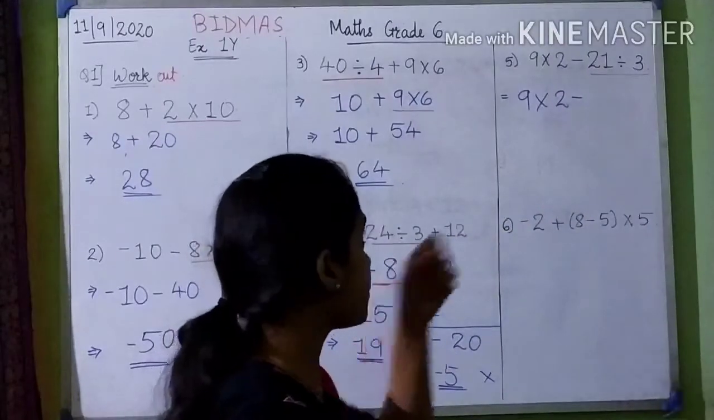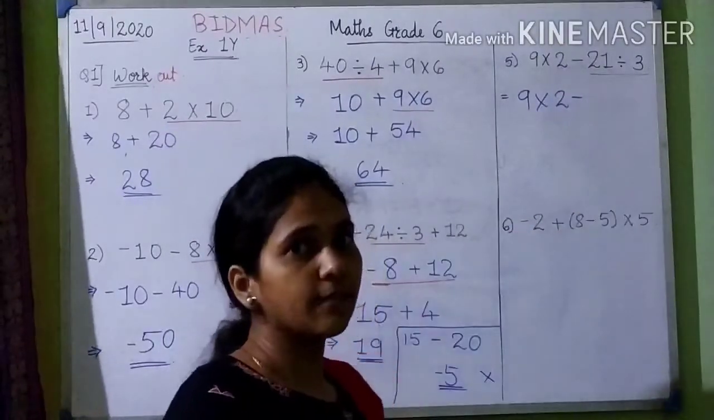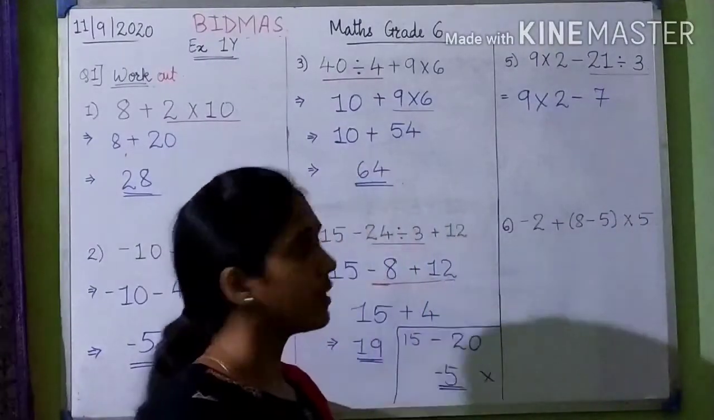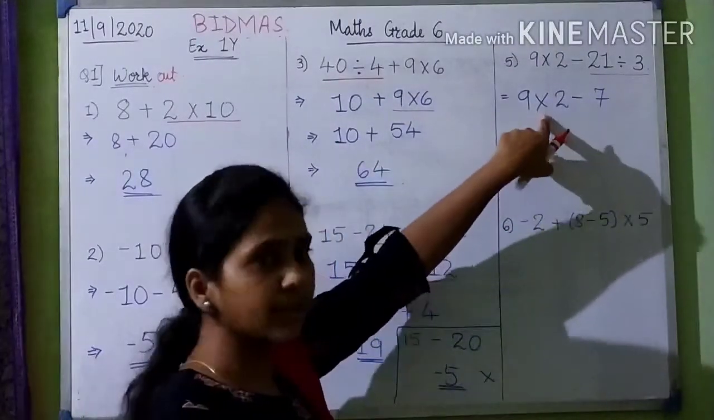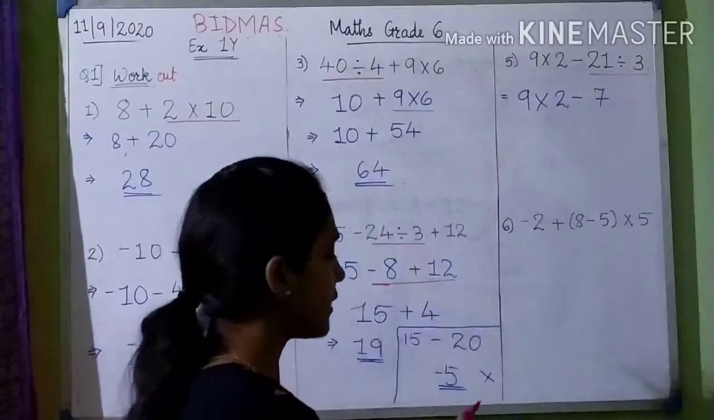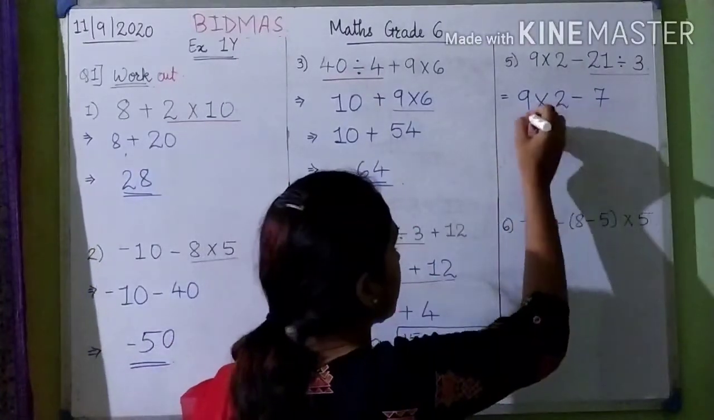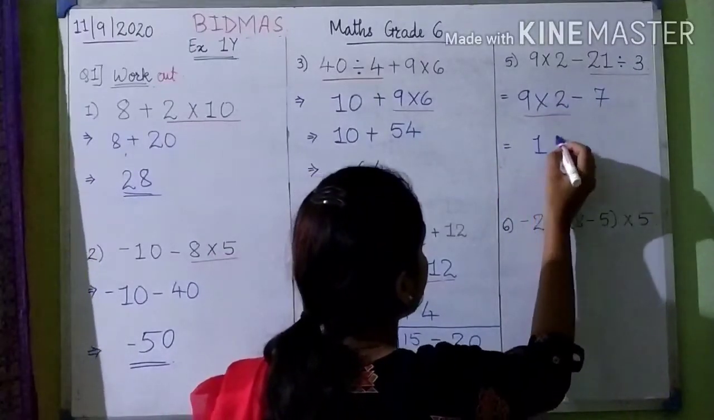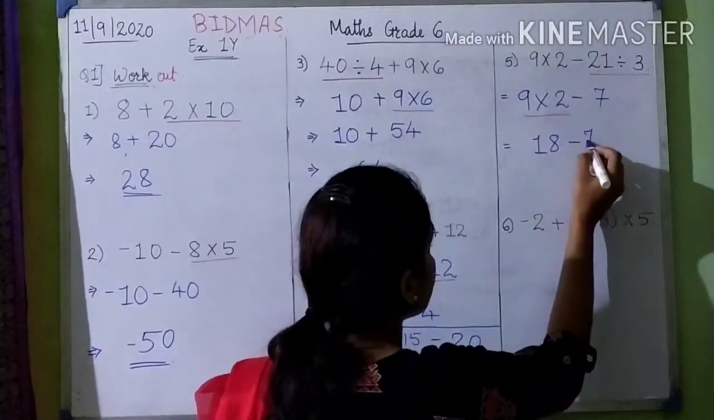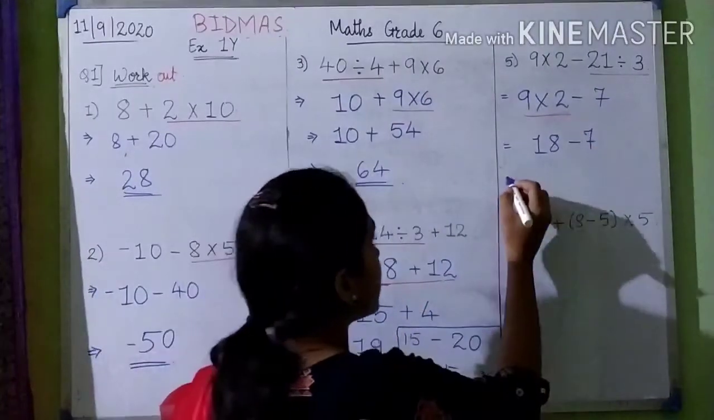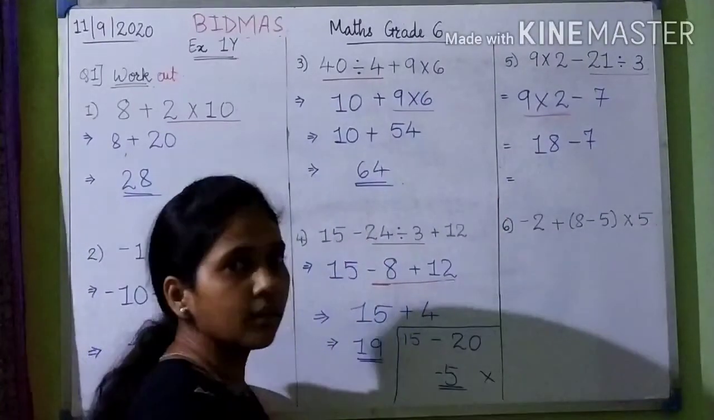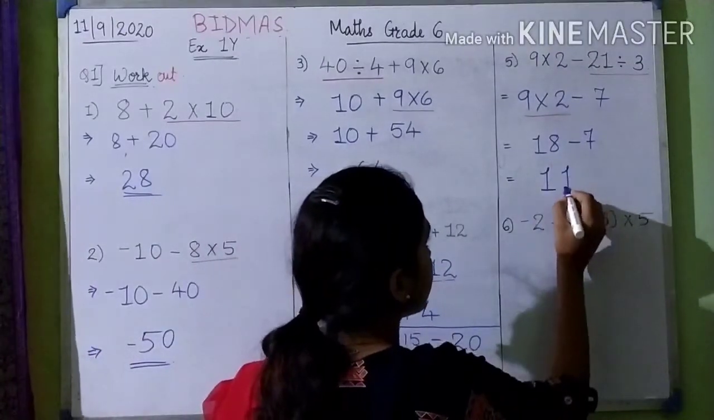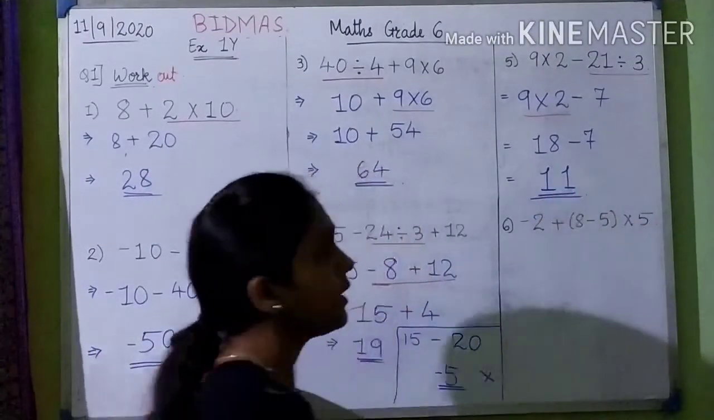So now what is 21 divided by 3? 7. 3 into 7 is 21, right? So the answer of this division is 7. Now there is one multiplication and one subtraction. So first I will solve the multiplication part. So what is 9 into 2? 9 2s are 18. So I write 18 minus 7. So what is 18 minus 7 now? This is simple. 18 minus 7 is 11. So I write 11. So 11 is my answer.